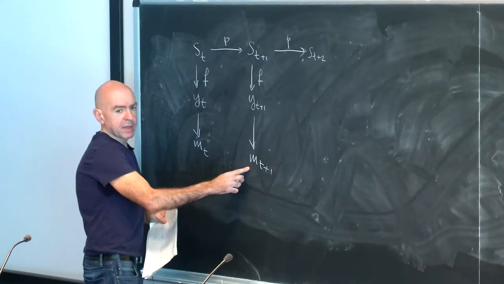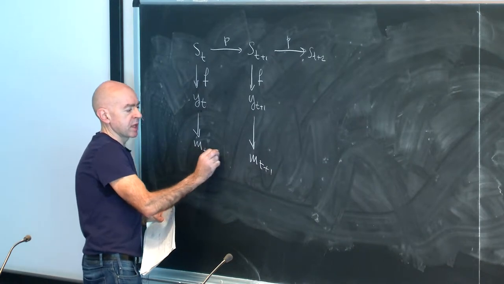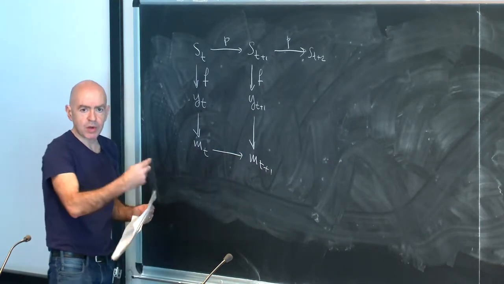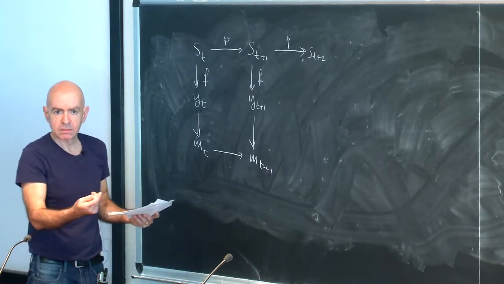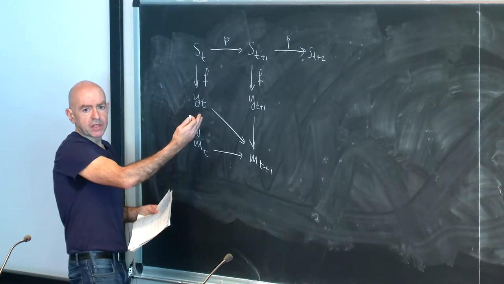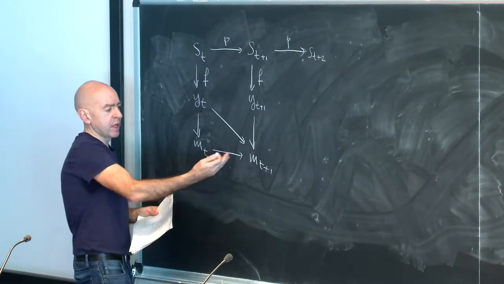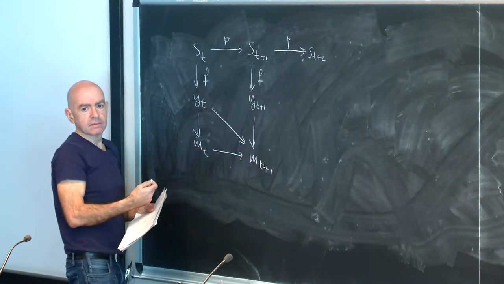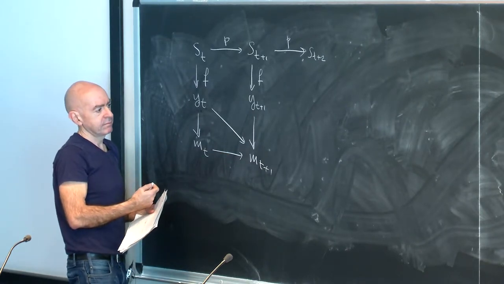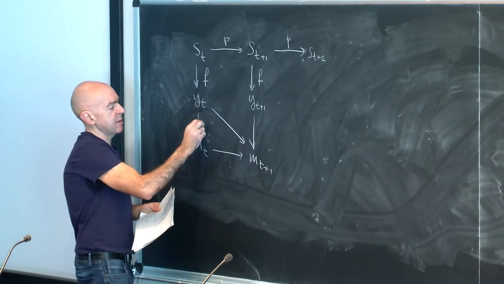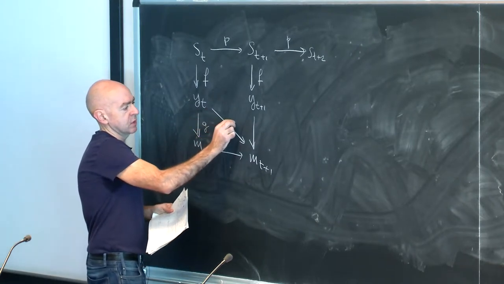so typically, the memory at time t plus 1 will depend on the memory at the previous time, okay? And this is the process by which you remember or forget. And then you have to add the new information. So this is the way you update your memory. And this will be specified by some function g, which acts here, right?